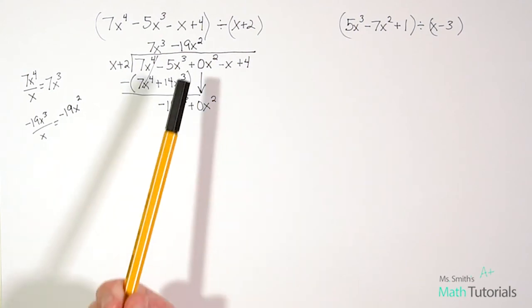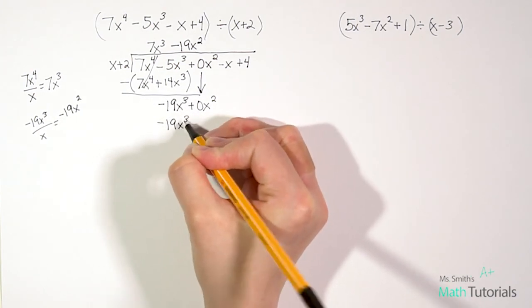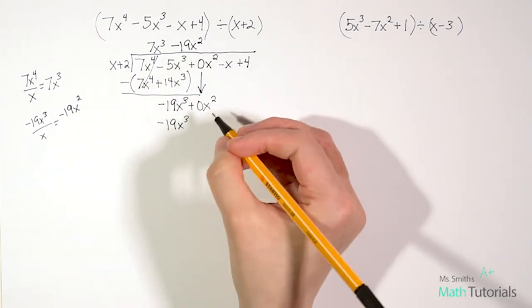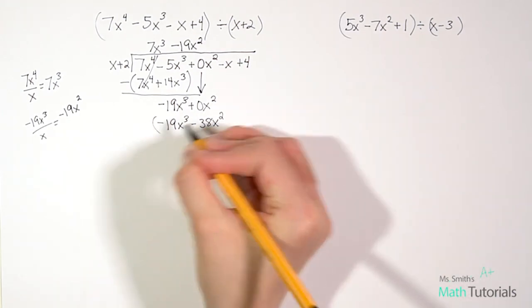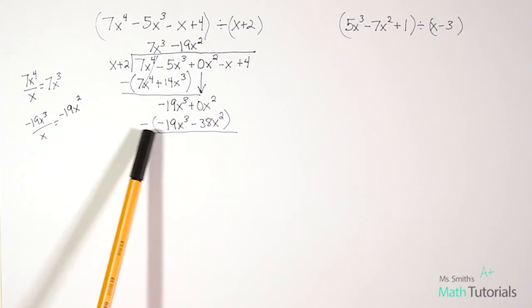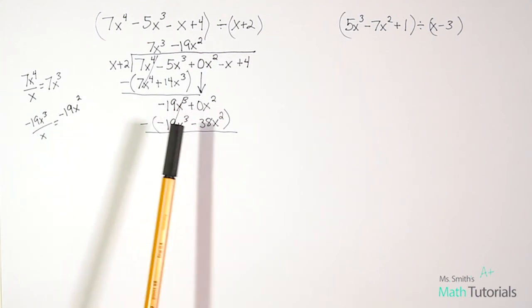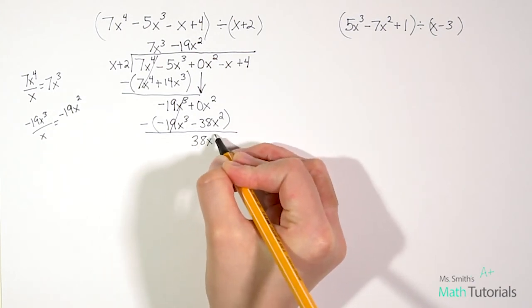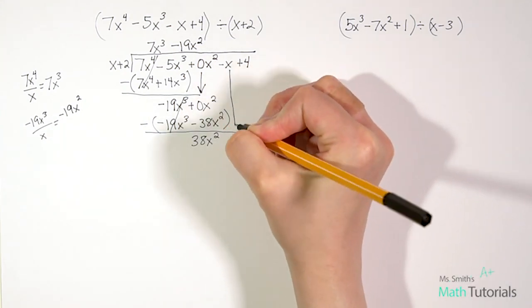We multiply it out now. Negative 19x squared times x, that gives us a negative 19x cubed. And a negative 19x squared times 2, that's going to give us a negative 38x squared. We subtract the whole thing. So negative 19x cubed minus a negative 19x cubed, that's really a plus there, so those cancel. So now we've got our 0x squared minus negative 38x squared. So that's actually a positive 38x squared. We now take this minus x and we bring it down right here.